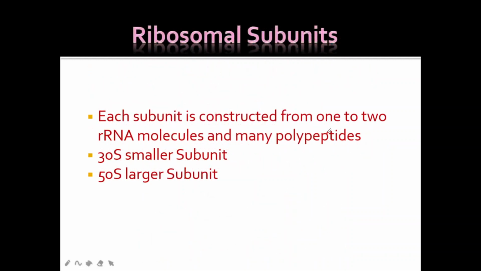Now, ribosomal subunits. Each subunit is constructed from 1 to 2 rRNA molecules and many polypeptides. The 30S is the smaller subunit and the 50S is the larger subunit. This is all the bifurcation about the subunits.